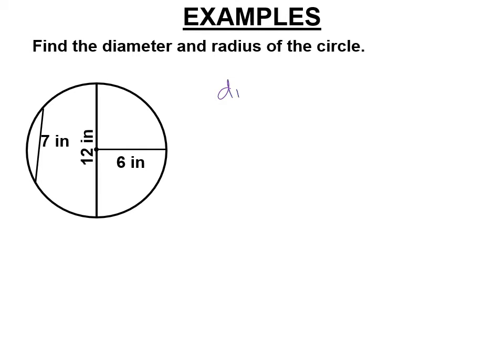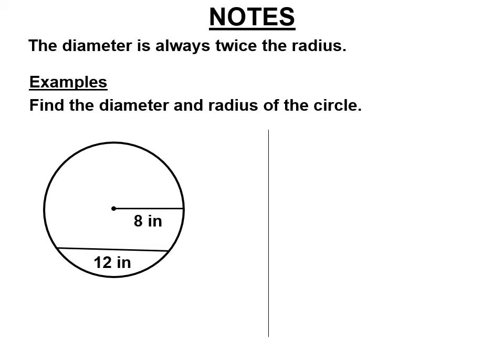All right, so find the diameter and radius. The diameter here, when I show it like that, the diameter is 12 inches. And the radius, well, once you have one of them, you'll always have the other. The radius is always half the size of the diameter because it's halfway across. So the diameter is always twice the radius. The radius is always half the diameter.